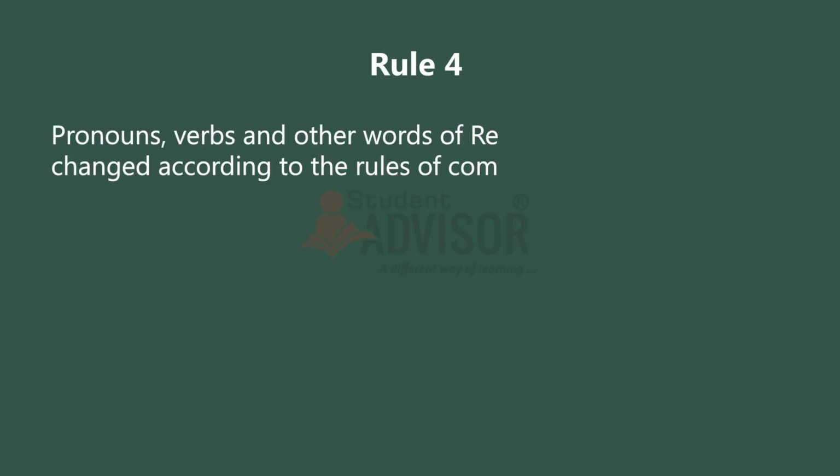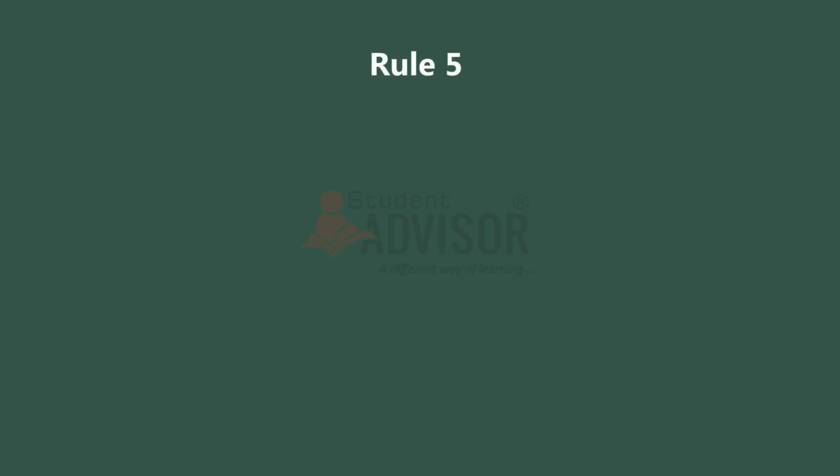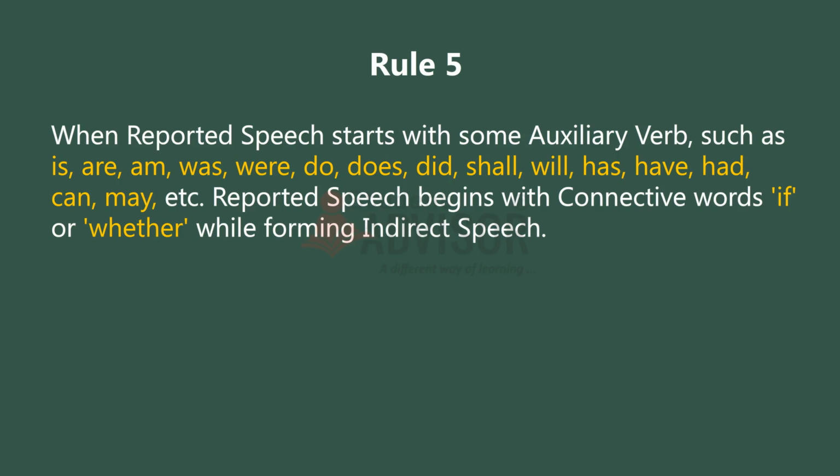Rule 4. Pronoun, verb and other words of reported speech are changed according to the rules of common sentences. Rule 5. When reported speech starts with some auxiliary verb like is, are, am, was, were, do, does, did, shall, will, has, have, had, can, may, etc., reported speech begins with connective words if or whether while forming indirect speech.